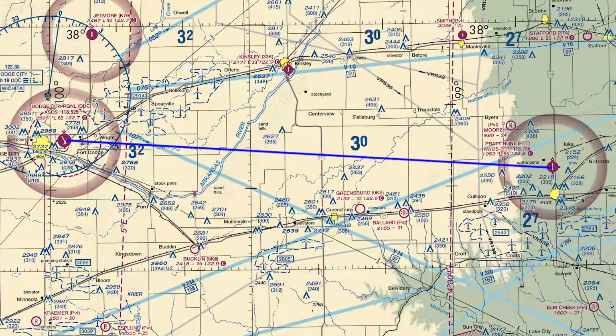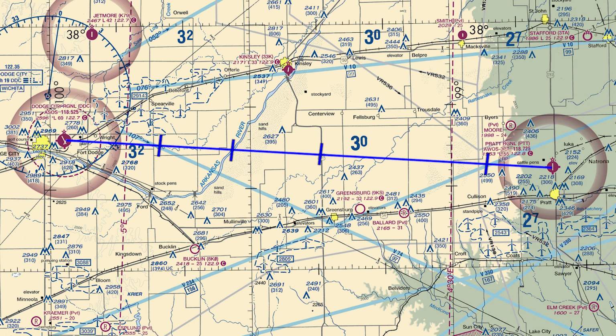Starting at Dodge City Airport, the very first waypoint I picked is the stock pens and the bridge over the Arkansas River. The second waypoint is the Arkansas River itself, right when you cross it. Next we have Highway 183 that you will cross, and you should definitely see that from the airplane. And then finally you'll be abeam the town of Cullison or something like that. And then you'll be landing at Pratt Airport.